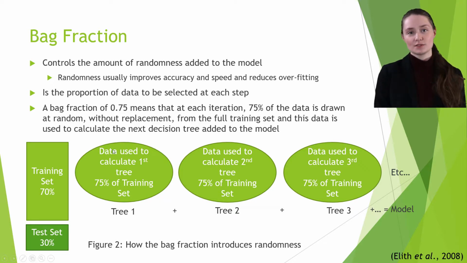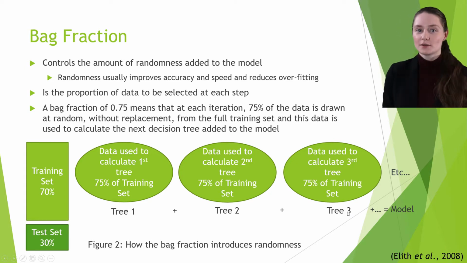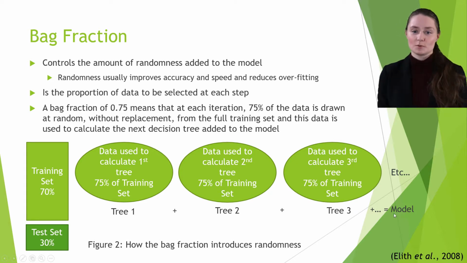So a bag fraction of 0.75 means that each iteration, 75% of the data is drawn at random without replacement from the full training set, and this data is then used to calculate the next decision tree added to the model. Then we replace all the data into the training set, and we pull out another 75%, use this data to calculate the next decision tree, replace it, pull out another 75%, calculate another decision tree, until we reach the number of decision trees we want in our model.